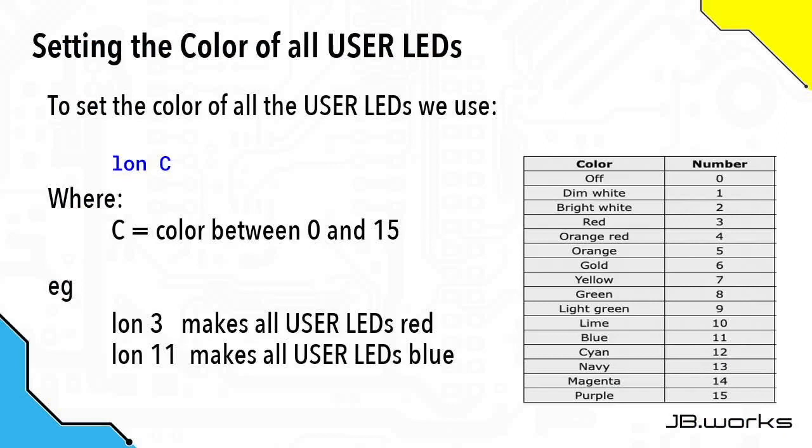Now we're going to learn how to set the color of all of the user LEDs at the same time. We do this using the L on command followed by the color that we want to set. The color is between 0 and 15, where 0 is off. So for example, L on 3 makes all the user LEDs red, and L on 11 makes all of the user LEDs blue.